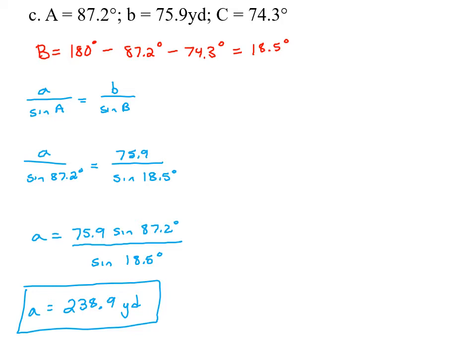So I know b and I don't know c, so I'm going to find c in this case. So c is my unknown, and I'm going to use sine C, and I'm going to use b as my known one.